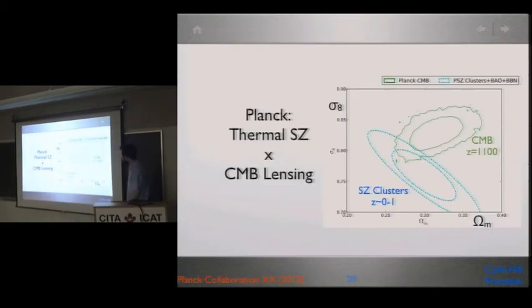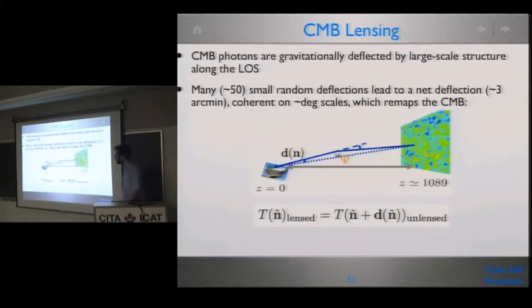Okay, so I'm going to talk about some work of my own with the Planck data since it came out, attempting to measure the cross-correlation of the thermal SZ signal with the CMB lensing signal measured by Planck. So let me just quickly review what CMB lensing is, so we're all on the same page.